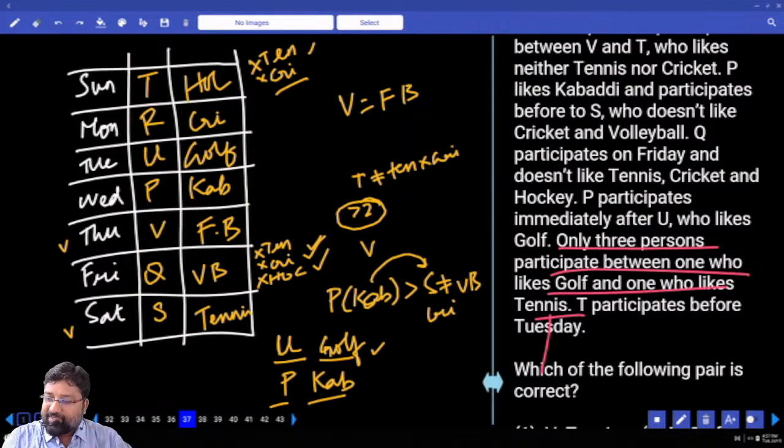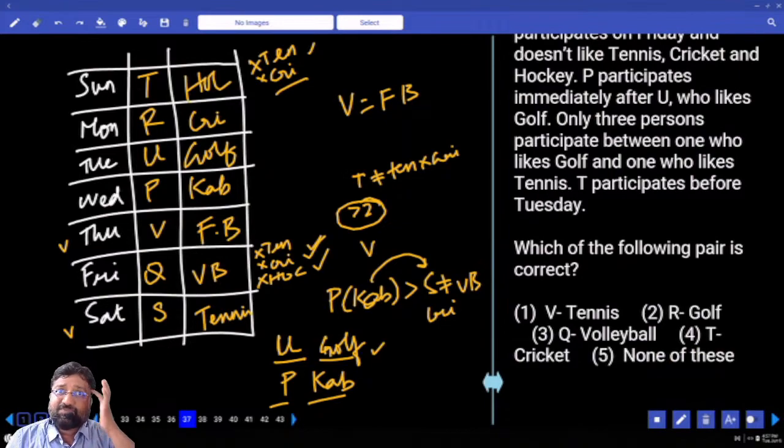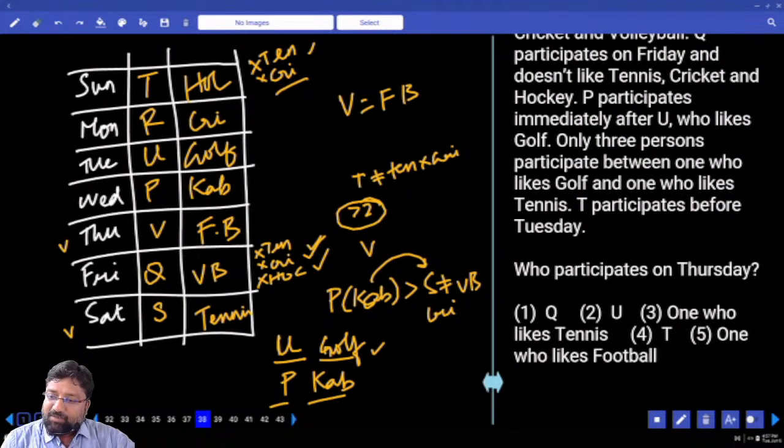Which of the following pairs is correct? V tennis, no. R golf, no. Q volleyball, no. Who participates on Thursday? V. You don't have V as an option, but the one who likes football.